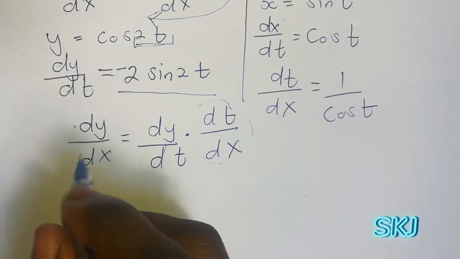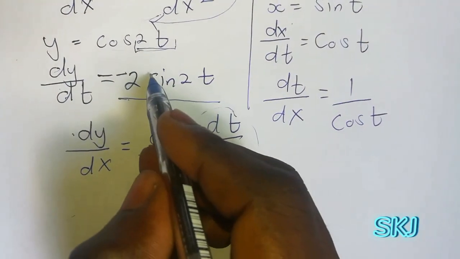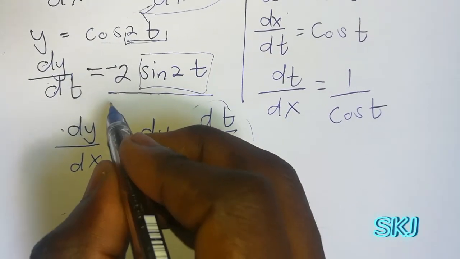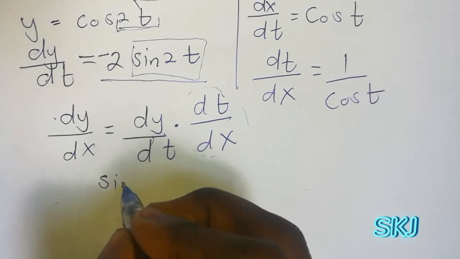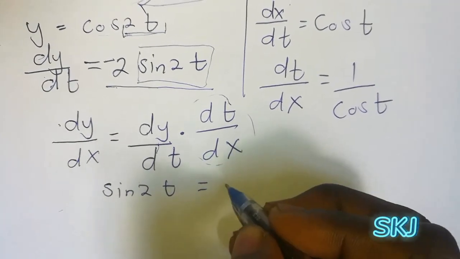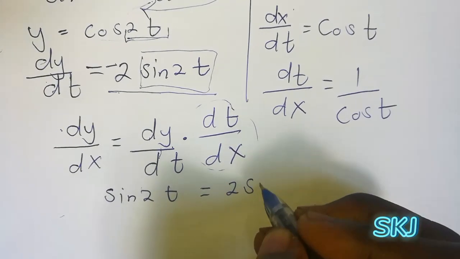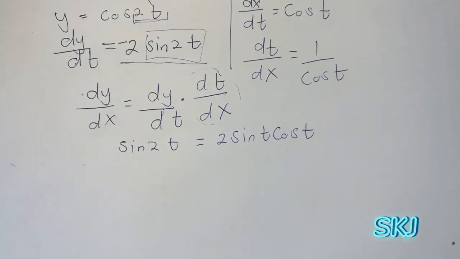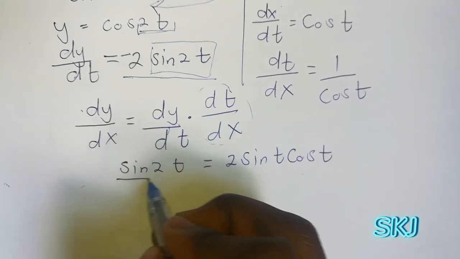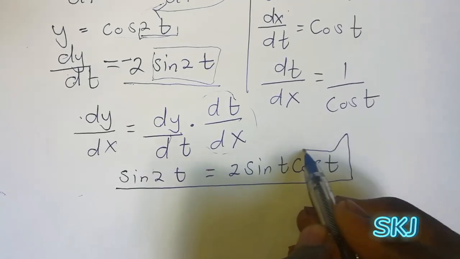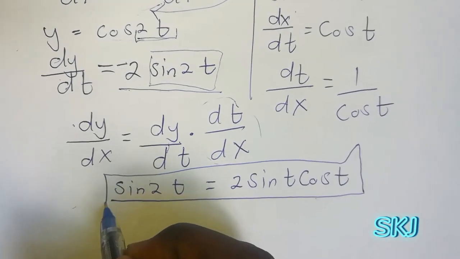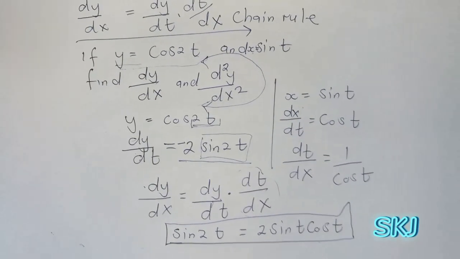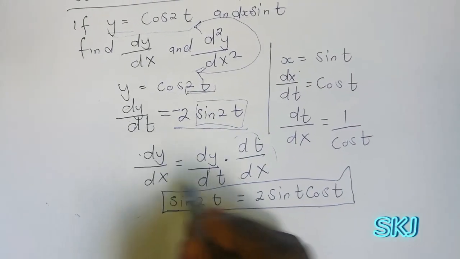Now we come to substitute. But before substituting, from pure math, sine 2t is the same as 2 sine t cos t. This is also important to know, my friend. Note it down. This is our formula, in summary.